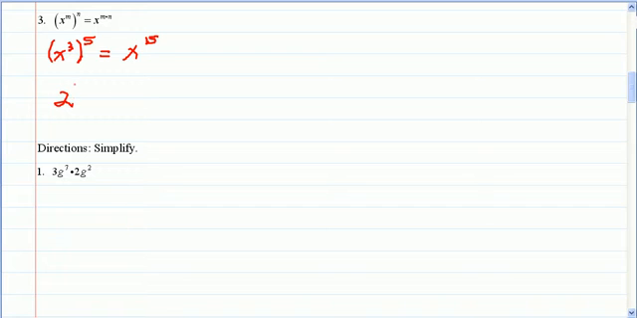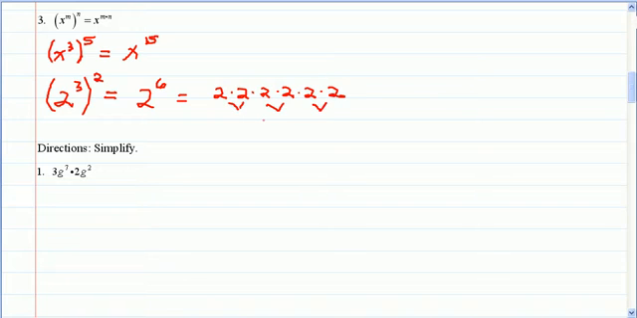If you had 2 to the third squared, you would multiply the exponents together and get 2 to the 6th. And 2 to the 6th is something that we could calculate just by writing out 6 2's and taking 2 of them and multiplying them together. We have 4 times 4 times 4, which is 16 times 4, and that equals 64.